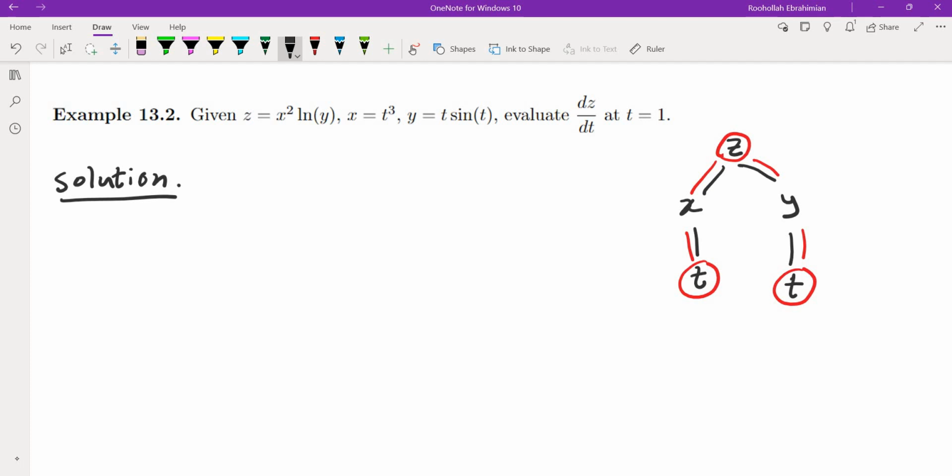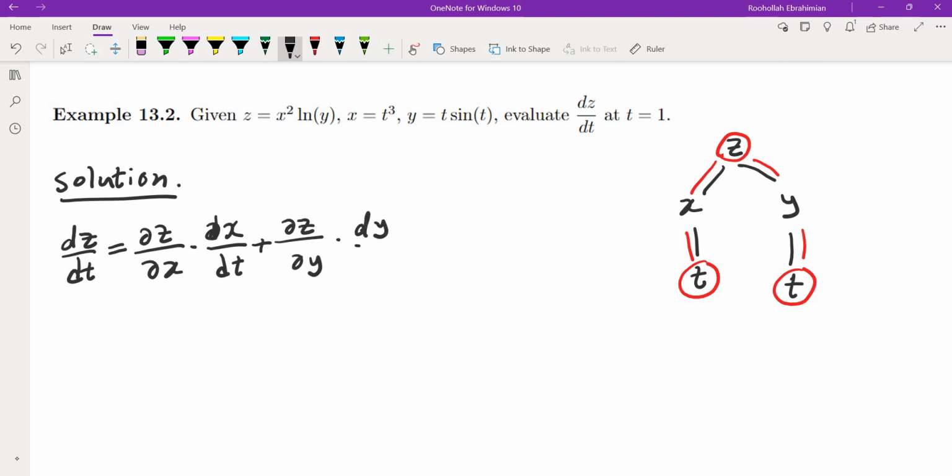So the derivative of z with respect to t is going to be partial of z with respect to x times derivative of x with respect to t plus partial of z with respect to y times derivative of y with respect to t. So this is not significantly different from the previous problem. Now we're going to evaluate these by just using rules of differentiation.